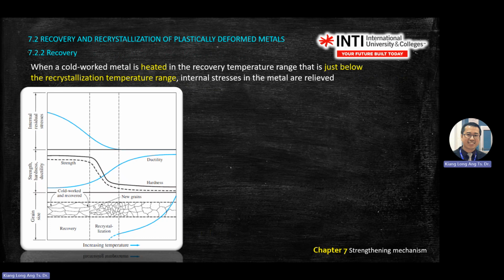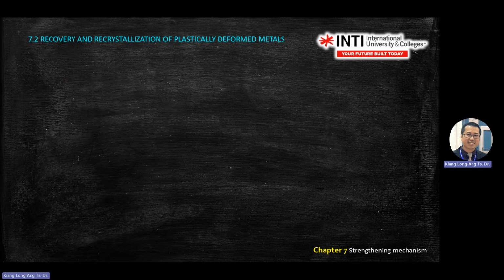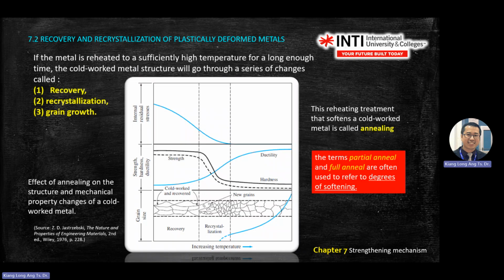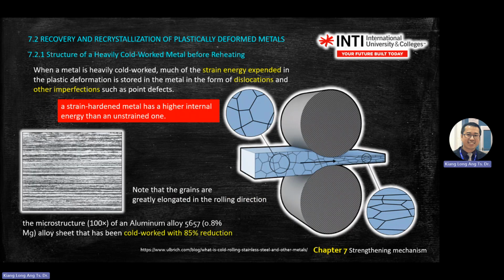Now, recovery is when your cold work metal is heated in the recovery temperature range, just below the recrystallization temperature range. This section you focus on plastically deformed metals, recovery and recrystallization of plastically deformed metals. So there are three phases: recovery, recrystallization, right? And grain growth. There are three phases.